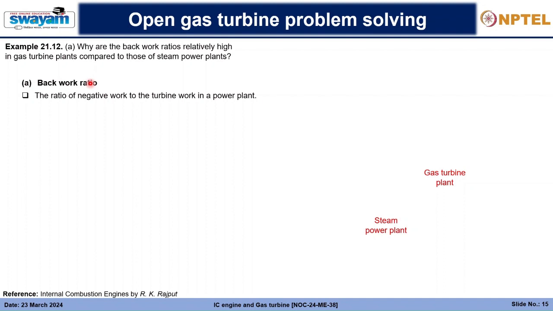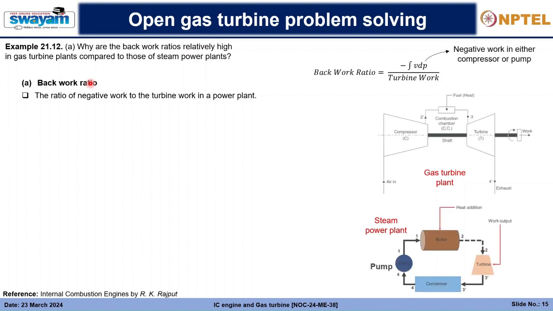plant, and the negative work, we know, is the work required to drive the compressor, and that is given by the formula minus VdP divided by turbine work, and minus VdP is the work by the compressor in case of gas turbine, and VdP is the work required to drive the pump in case of steam power plants, and that is the negative work in either compressor or pump. Then if we consider a gas turbine and a steam power plant, first we have to know how these power plants operate.